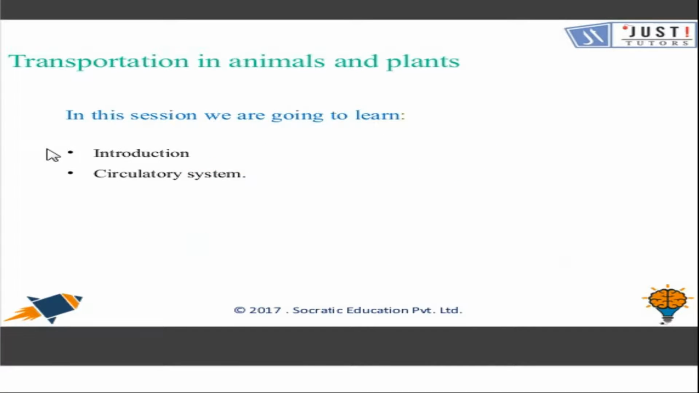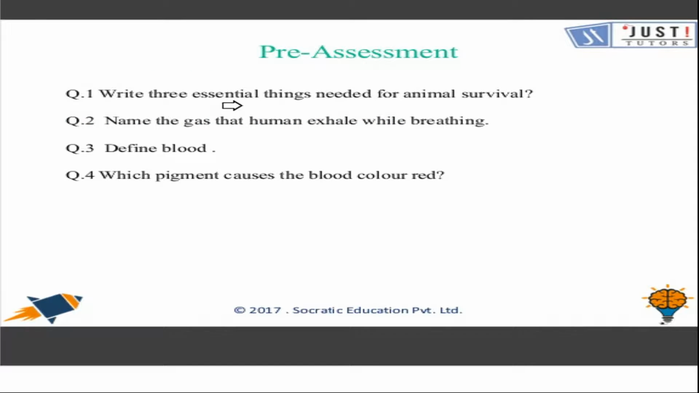These are the two topics we are going to cover in this lesson. The first is the introduction of transportation in animals and plants, and the second is the circulatory system. Let's proceed further, and these are a few assessment questions which will help you to understand the lesson better.